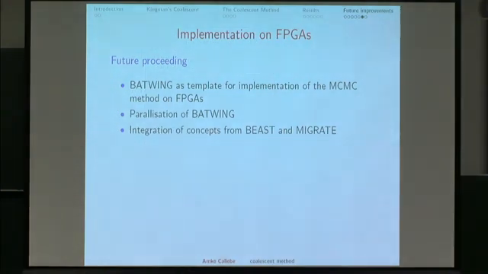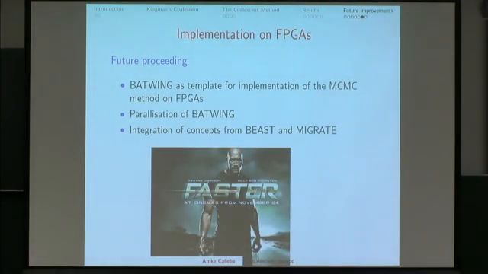So what we are doing now is we want to use BATWING as a template for the implementation of the MCMC for FPGAs. Then we want to parallelize it, so it should be much faster after that. And we want to integrate some concepts of BEAST and MIGRATE where this might be useful. We hope that after all these steps, we will be able to make it a lot faster.